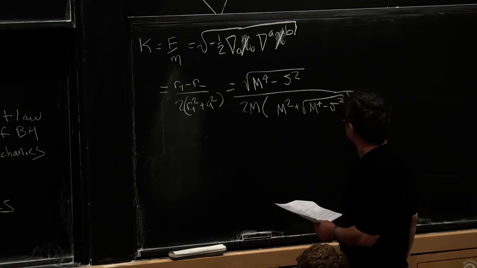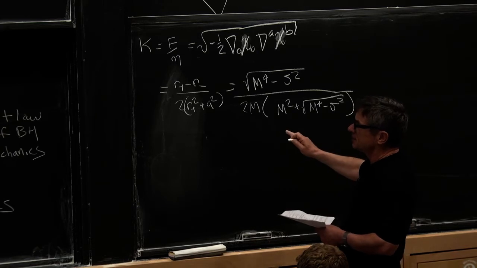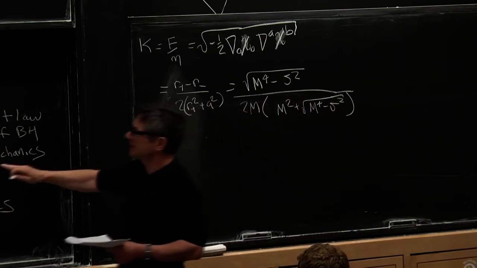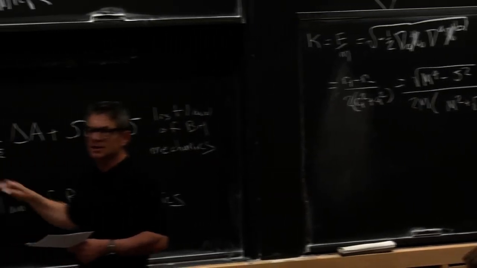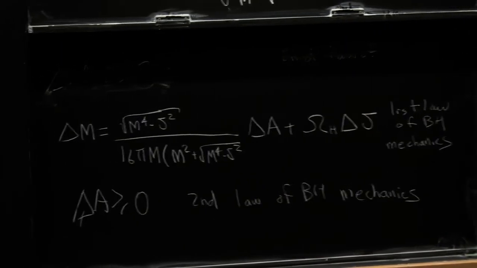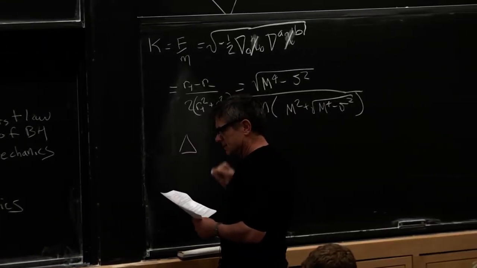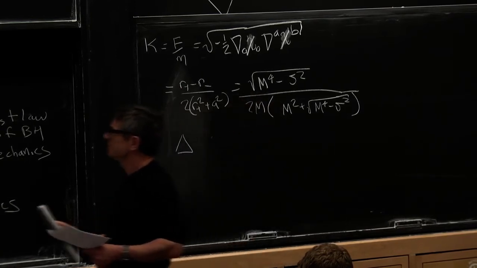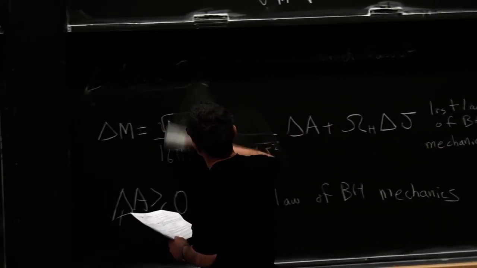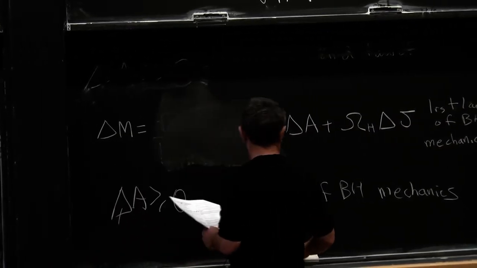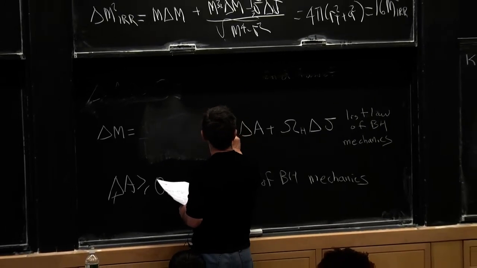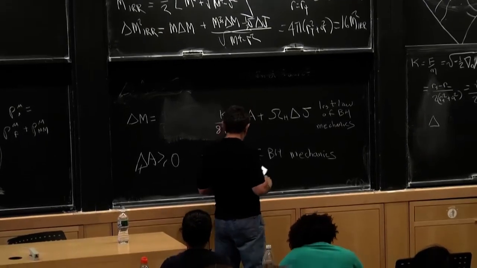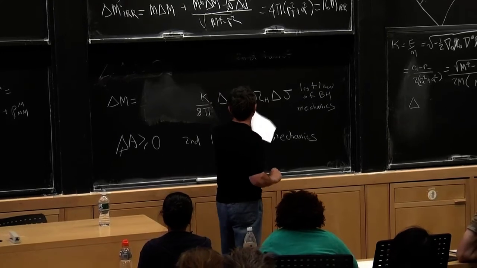And so in terms of this quantity, we see that this is closely related to this. So we can write this as delta m. Well, let me just do this. So we can write this as kappa over 8 pi delta A plus omega horizon delta J.